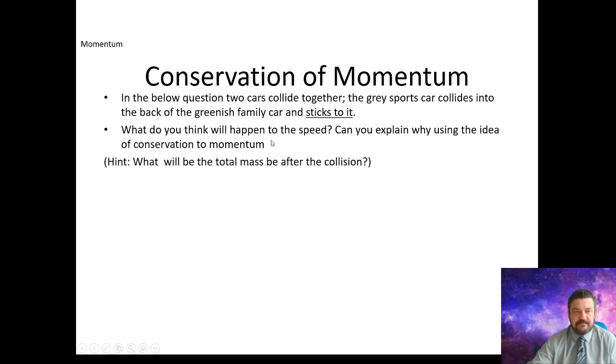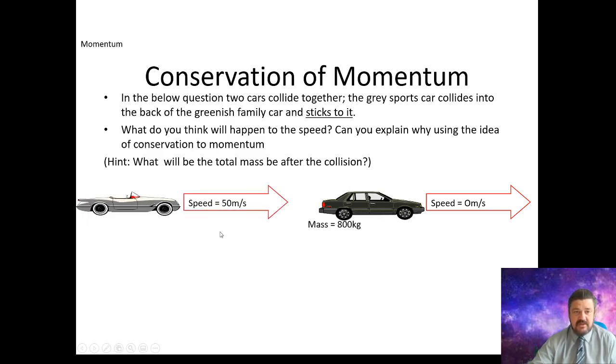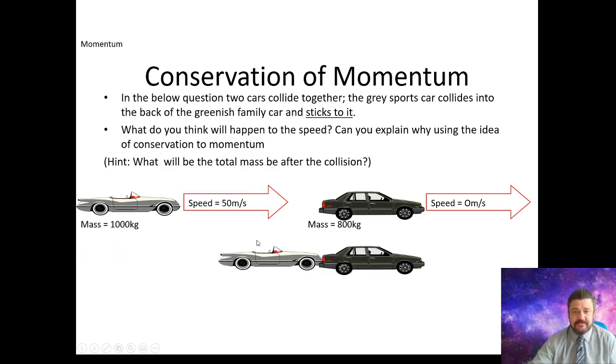So, there we go. We've got our green family car. It's got a speed of 0 meters per second. It's got a mass of 800 kilograms. And here's our sports car. It's got a speed of 50 meters per second. It's got a mass of 1,000 kilograms. So what we need to do, there we go. There's our crash. What's the new speed?